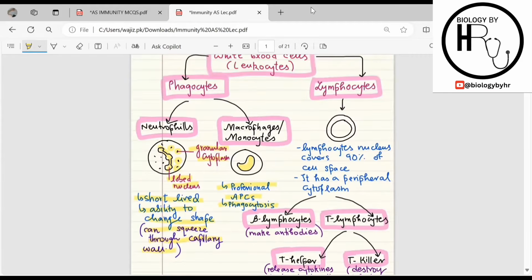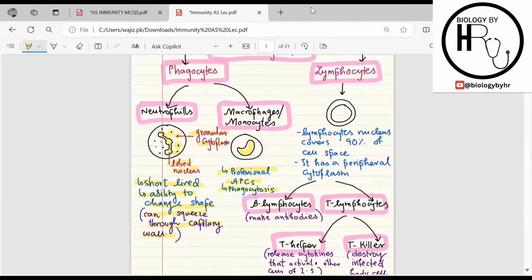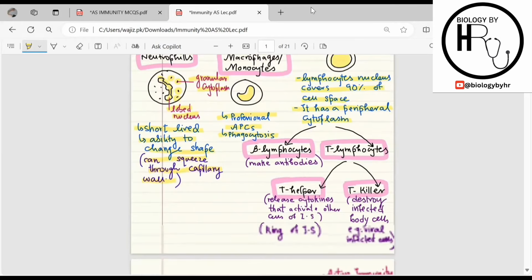If I talk about the lymphocytes, the lymphocyte nucleus covers about 90% of the cell space. As you can see over here, this is the nucleus and it is covering 90% of the cell space. It has a peripheral cytoplasm, which means that the cytoplasm is squeezed at the edges of the cell.